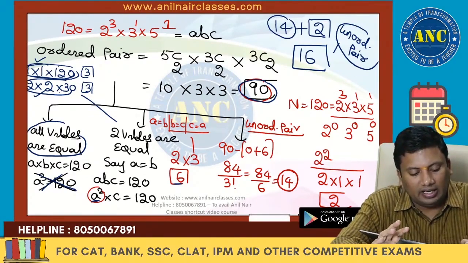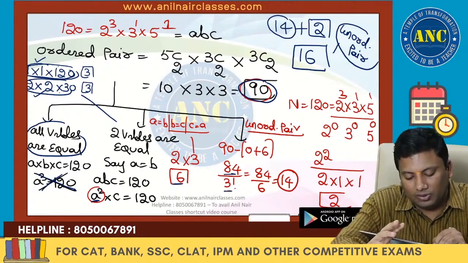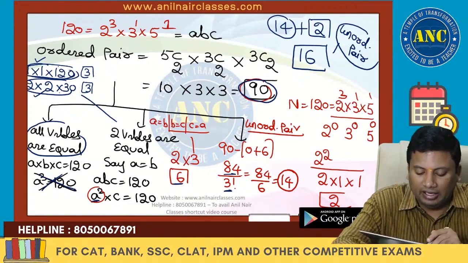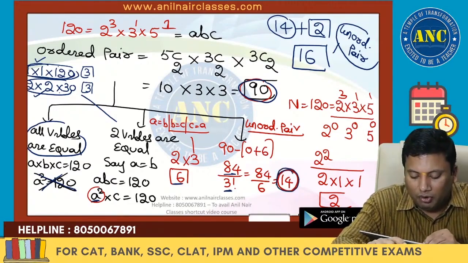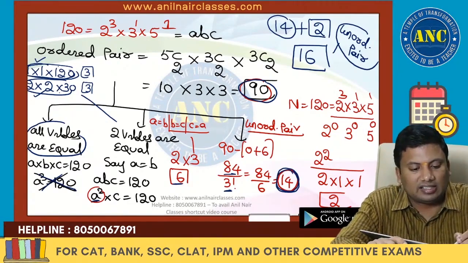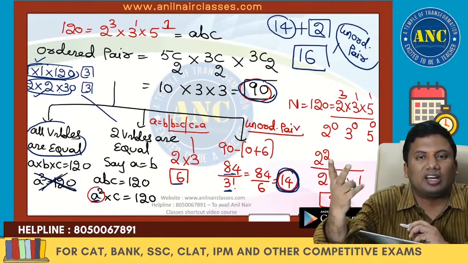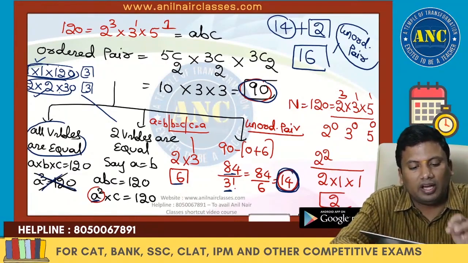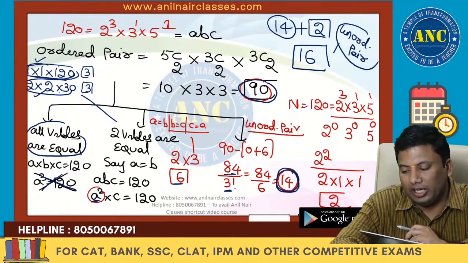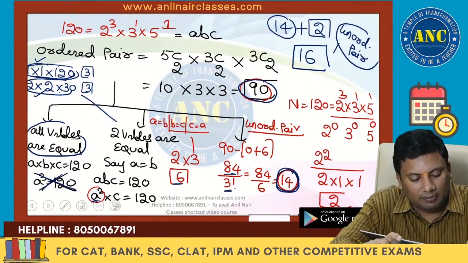Out of 90, 90 minus 6, 84. 3 numbers can be arranged among themselves in 3 factorial. 84 by 6 is 14. 14 cases where all are unequal, and out of these 6 cases, 1 into 1 into 120, 2 into 2 into 30. Order does not matter. This is one way and it is another way. So 14 plus 2. Answer is nothing but 16.